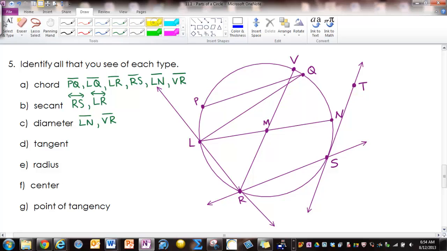Next, we have our tangent line, and we only have one tangent line in this diagram, and it's right there because it is outside the circle and barely touches the circle in only one place, and that is line TS. And remember, this is a line, not a segment.